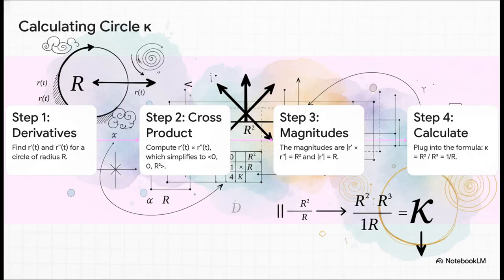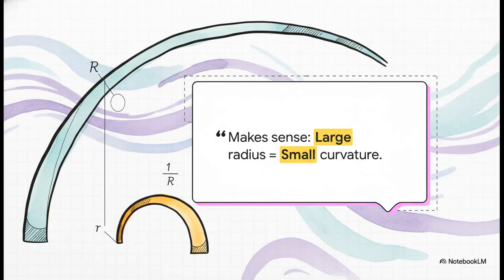We just follow the same process. Step 1, find those first and second derivatives. Then for step 2, we compute their cross product, which works out really cleanly to a nice constant vector. Step 3, we find the magnitudes we need for our formula. And finally, step 4, we plug everything in. r squared on top, r cubed on the bottom, and that gives us our beautiful, simple result. So the curvature of a circle is just 1 over its radius, r.